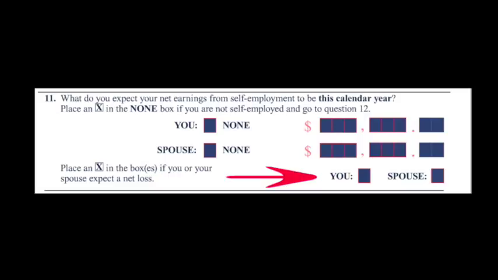If the client or their spouse is self-employed and has a net loss, you put an X in the box that applies to that person. If the client or their spouse has income from self-employment, you would list the net amount for the client or the net amount for the spouse.